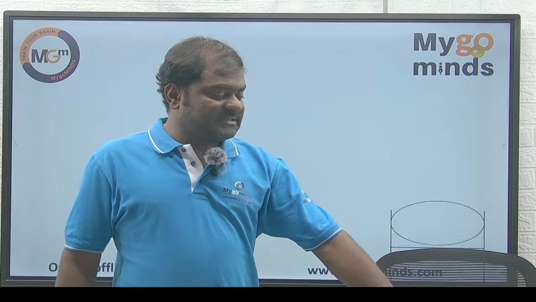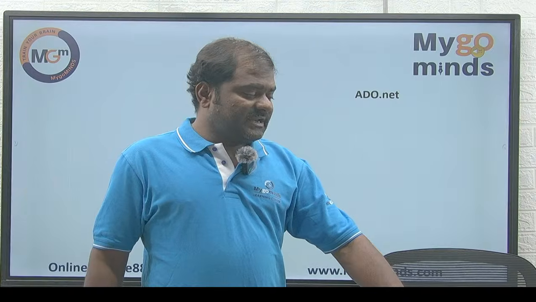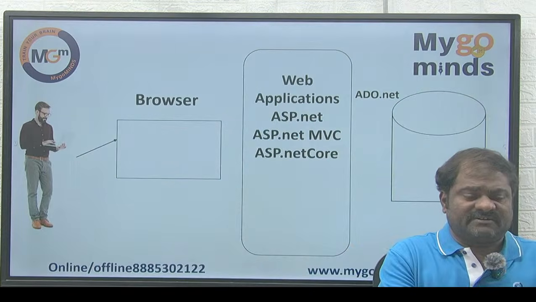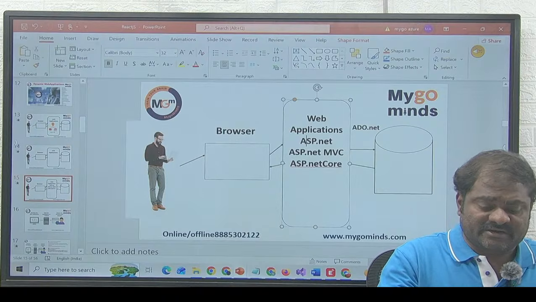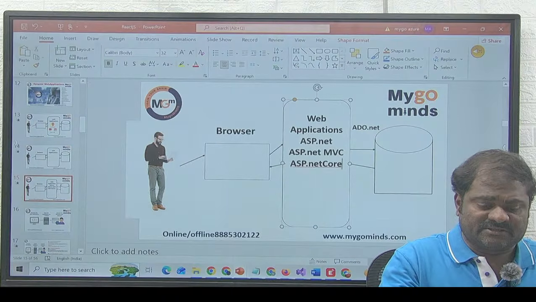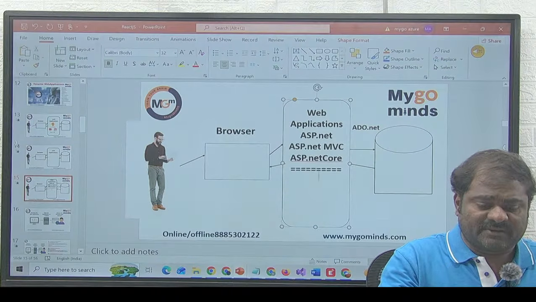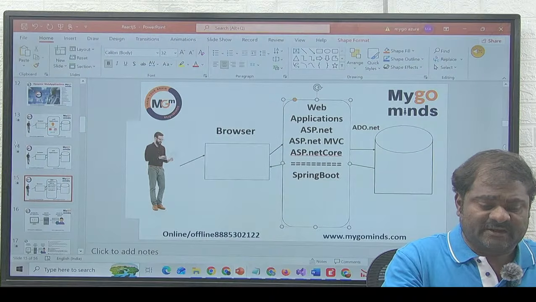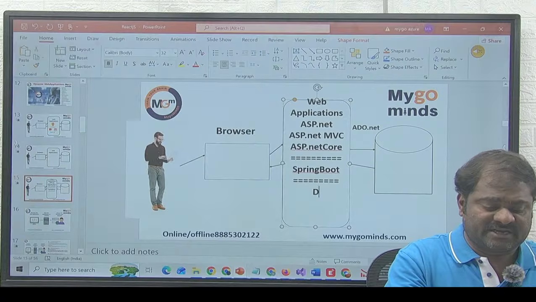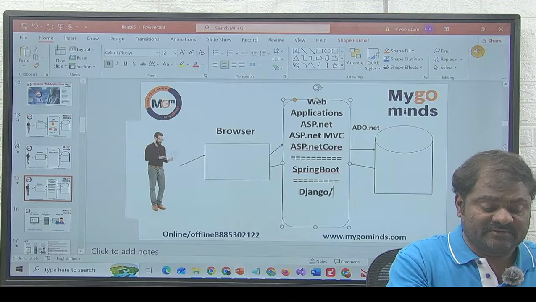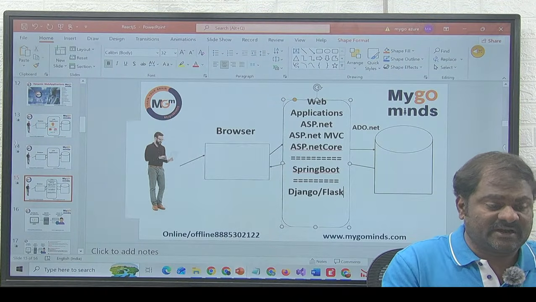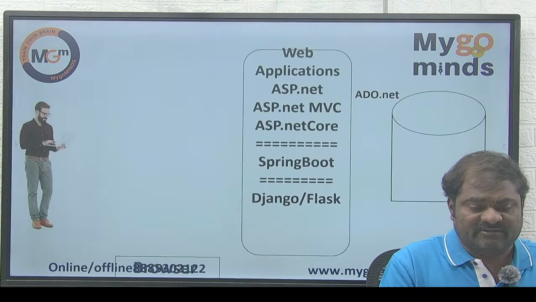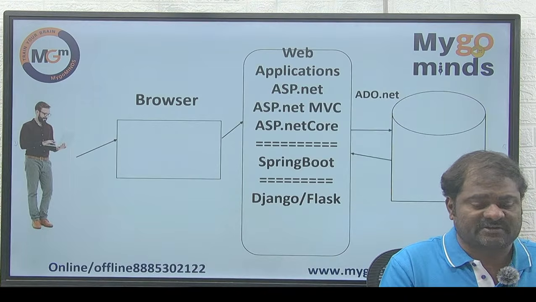That type of applications are called web applications. And these web applications can be developed by using different technologies. Java people will use Java or .NET. .NET people will use the .NET frameworks. Java people will use Spring Boot, microservices. And Python developers, what will they use? Django or Flask. Did you understand? Different applications we can develop actually. Is it clear? You can develop web applications by using different technologies.